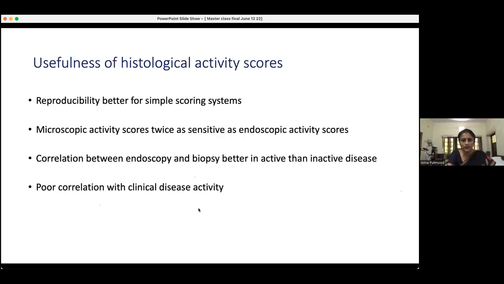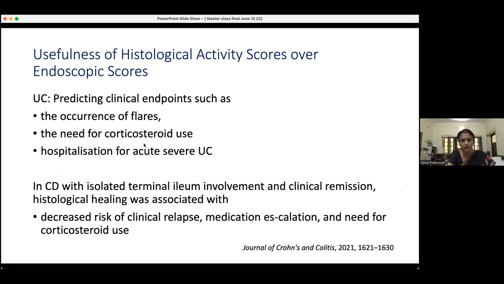If you look at histological activity scores, they're more reproducible when they're more simple. They're twice as sensitive as endoscopic. They correlate better when there's disease activity, and there's a poor correlation with clinical disease activity. But in UC, they're useful in predicting flares, the need for corticosteroid use, and hospitalization, and in Crohn's disease, histological healing, or when there's no activity, is associated with decreased risk of relapse, medication escalation, and corticosteroid use.